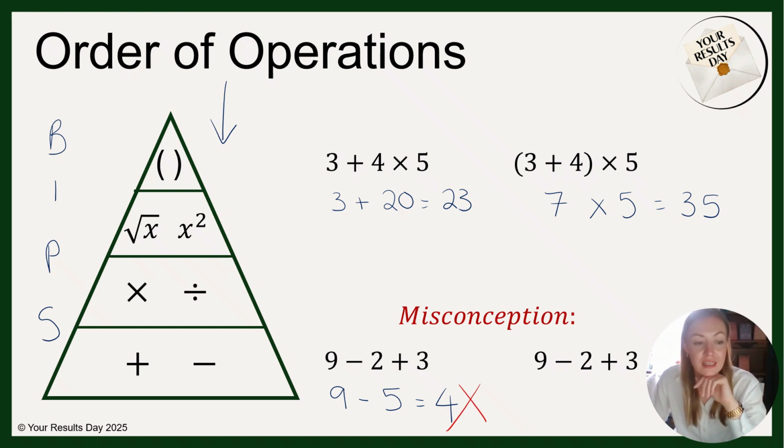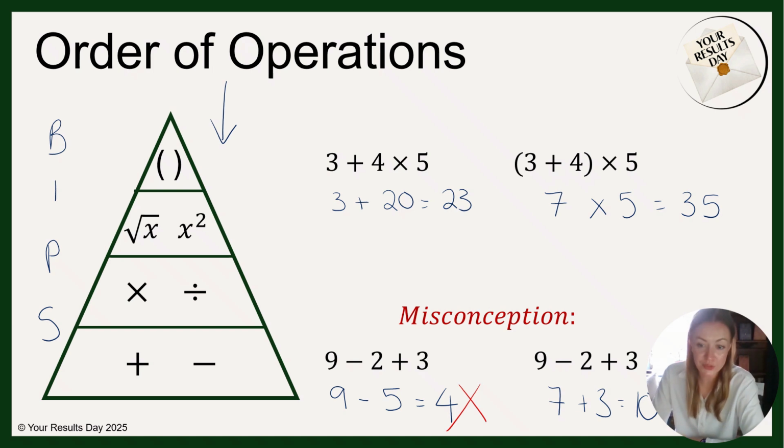So when you only have addition and subtraction left to do in your calculation, if it had other operations coming before it, we just go from left to right in the order that we would read. So I'd go 9, take away 2, which is 7, and then add the 3, which is 10. And that's the same for multiplication and division.